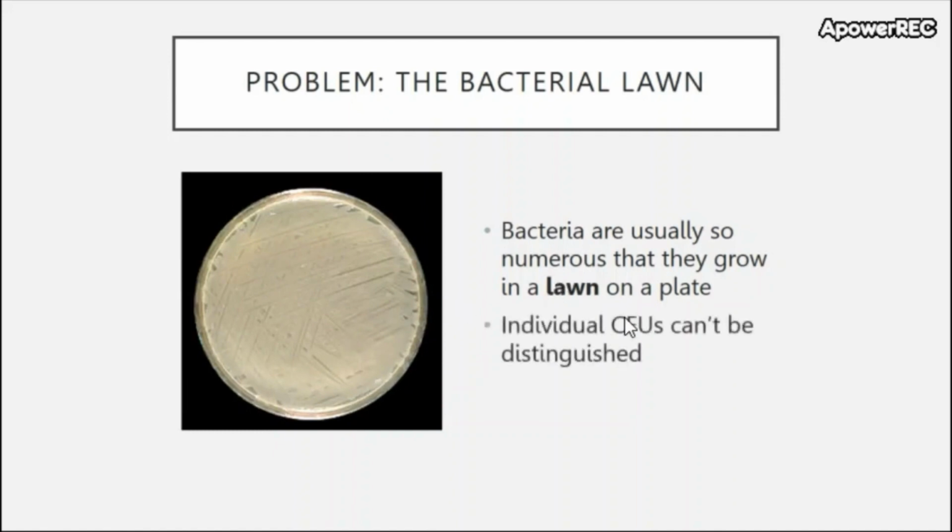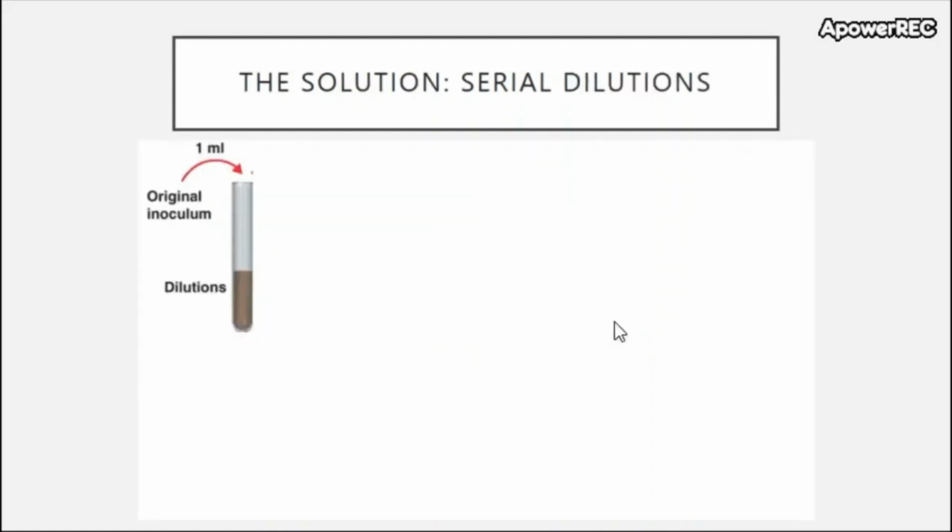So individual CFUs can't be distinguished and counts cannot be made. That's no big deal though, because scientists have a workaround for this. Often in science, we have to dilute things several times before we can count how many there are. So in serial dilutions, we do just that.